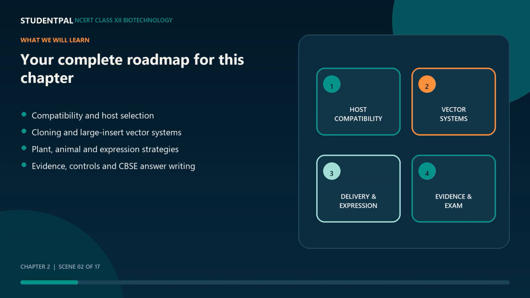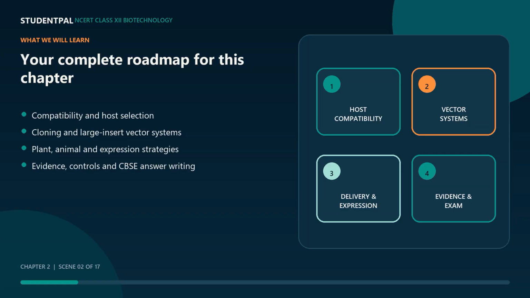and cloning site. We will then compare plasmids, bacteriophage-derived vectors, cosmids, bacterial artificial chromosomes, and yeast artificial chromosomes. Next, we will learn how to select a system from the required outcome and insert size. We will follow DNA delivery through disarmed TI plasmid systems in plants and examine vector strategies for animal cells. We will distinguish cloning vectors from expression vectors, understand shuttle vectors, and connect promoter, reading frame and regulatory signals to protein production. Finally, we will use controls and an evidence ladder to verify DNA, expression and function, and we will practice structuring clear, full-mark CBSE answers.